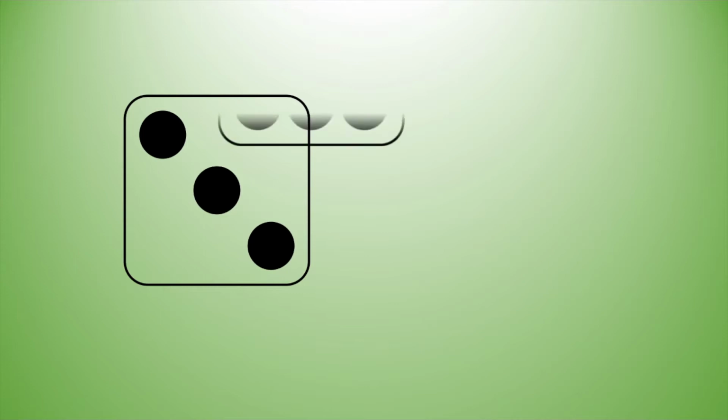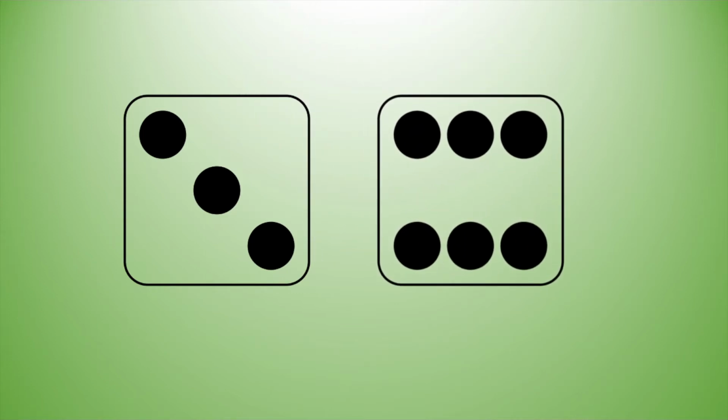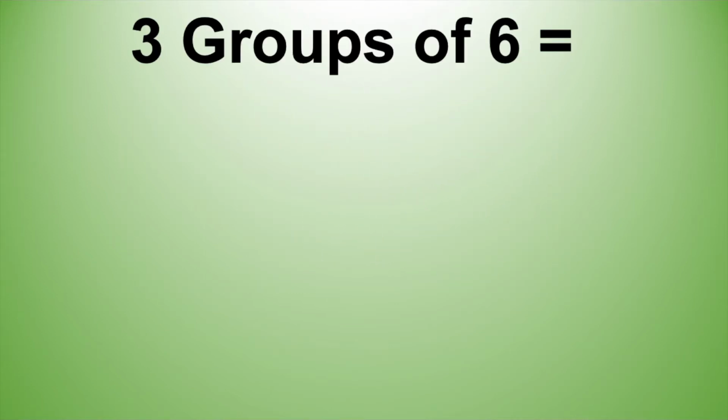All right, I'm going to roll the dice again. So I got 3 and 6. Okay. 3 groups of 6. I want you to pause the video now and see if you can make 3 groups of 6.